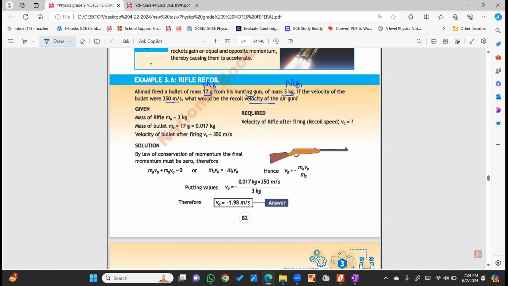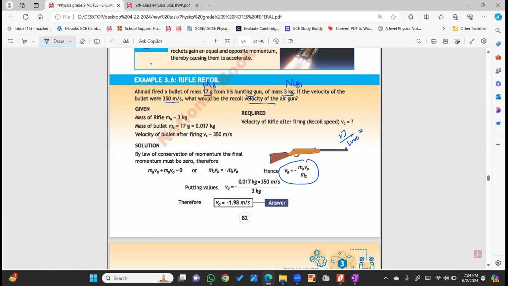So we would jump straight into the equation that we have here. The mass of the bullet is 17 grams. So how do we convert it into kilograms? 17 divided by 1000, so 0.017, into the bullet velocity, which was 350, divided by the mass of the gun. So the gun's velocity is 1.98. See, I told you that recoil velocity is very small. In comparison to the velocity of the bullet, which was 350, the gun velocity is only 1.98.